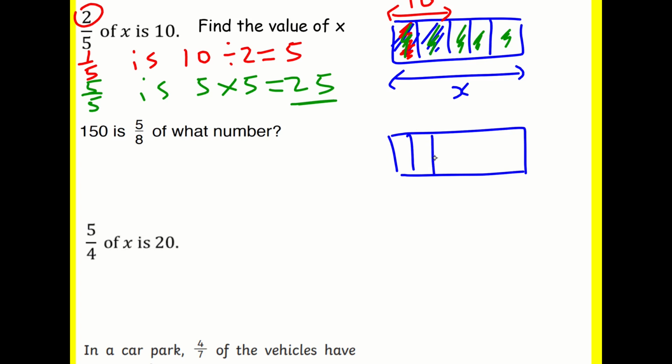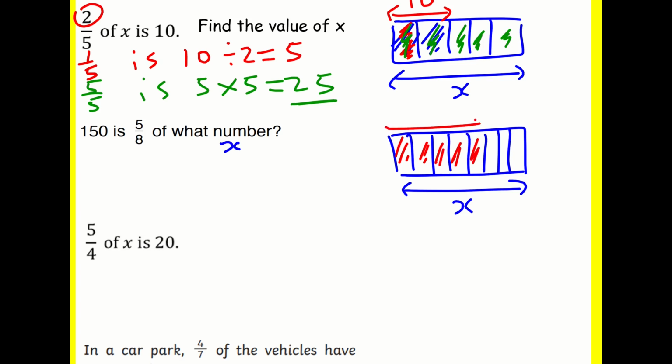So this time, I've got 150 is 5/8 of a number. 3, 4, 5, 6, 7, 8. The full amount we don't know. I've just reworded it in a slightly different way this time. It's like 2/5 of x. This is the same kind of question. 150 is 5/8 of what number? We're going to call that number x. And this time I've got 5 of them. So 1, 2, 3, 4, 5. And this is equal to 150.